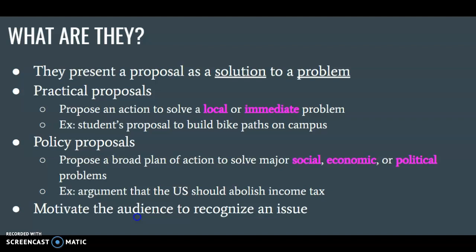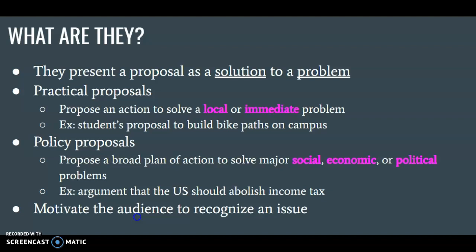With practical proposals, they are very narrow, local, and concrete. They focus on the nuts and bolts of getting something done in the here and now. So they propose an action to solve a local or immediate problem. For example, students' proposal to build bike paths on campus.